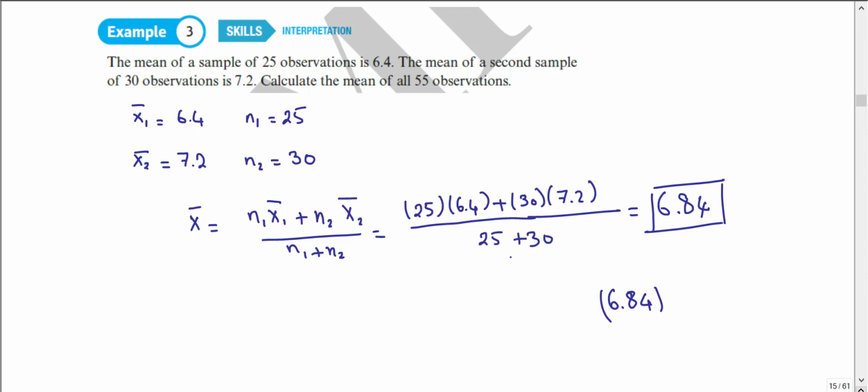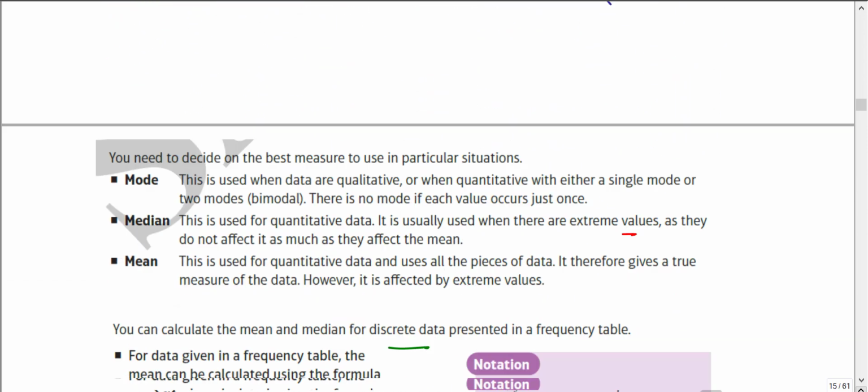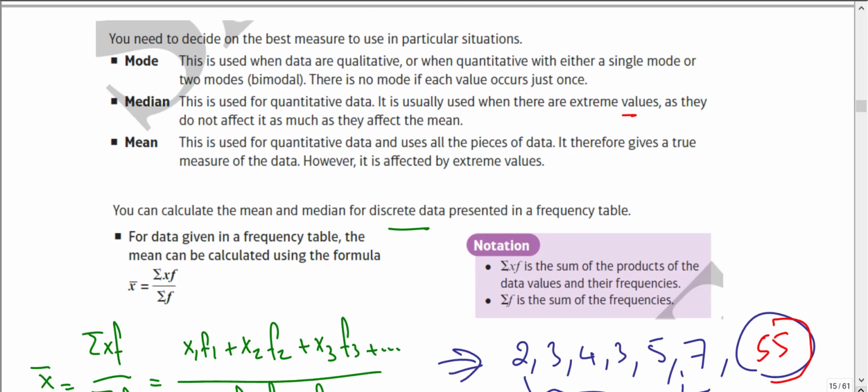Okay, next point. We said this already. The mode, the median, and the mean. Here they say you need to decide on the best measure to use in particular situations. You need to say which one is the best, the mode or median or mean. Of course this depends on the question or on the problem.